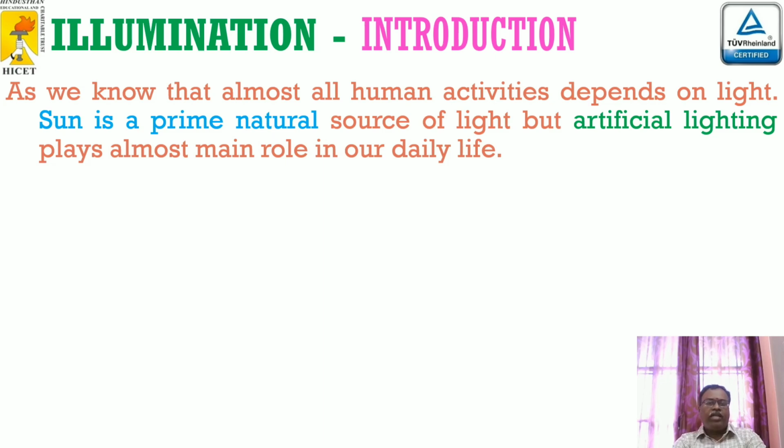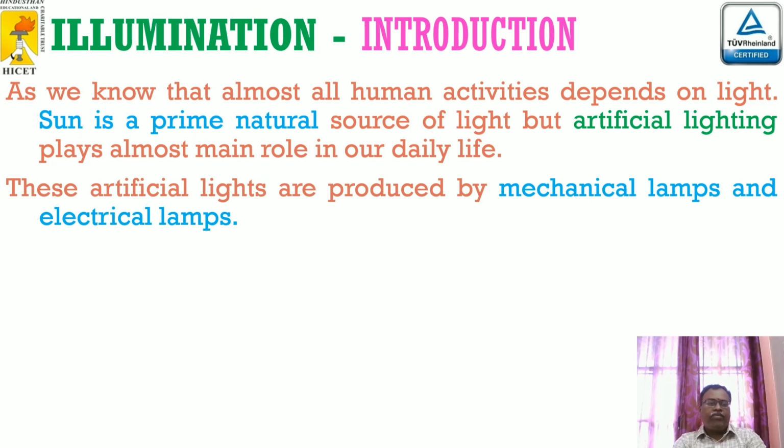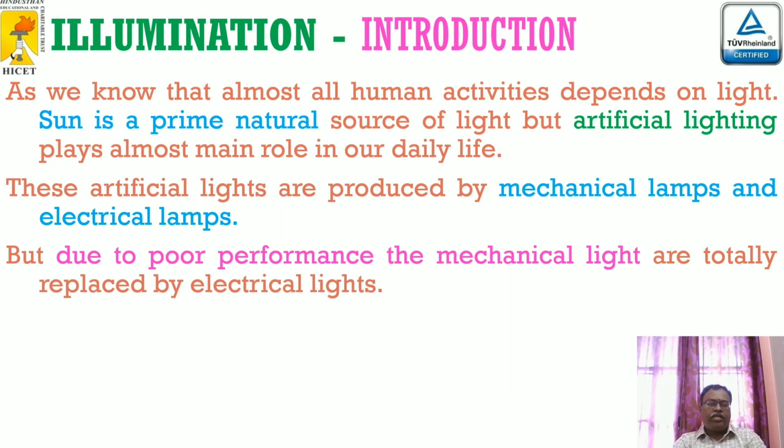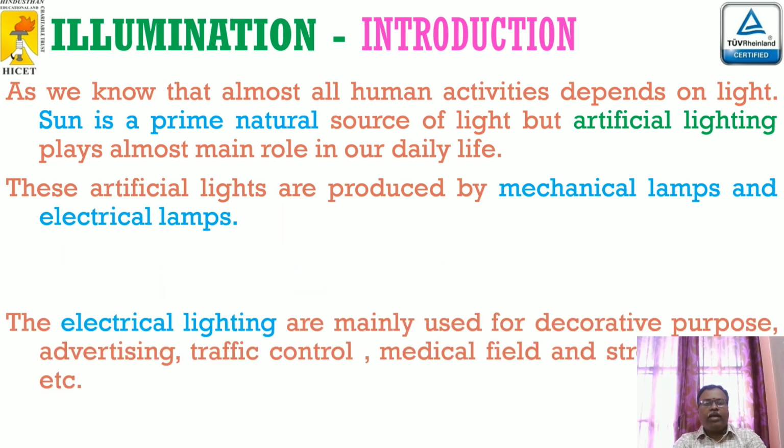But artificial light we find in any concern, institution, or industry. Wherever we go, artificial lighting plays a very important, significant role in our daily life. So how are these artificial lights produced? Mechanical lamps as well as electrical lamps are the main sources of artificial light. But due to poor performance, mechanical lights have been totally replaced by electrical lights. So now electrical lighting plays the main role in our daily life.